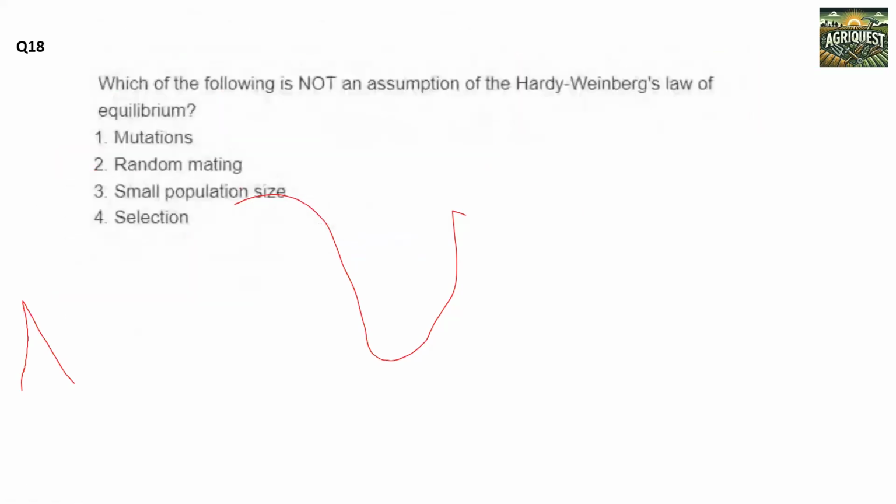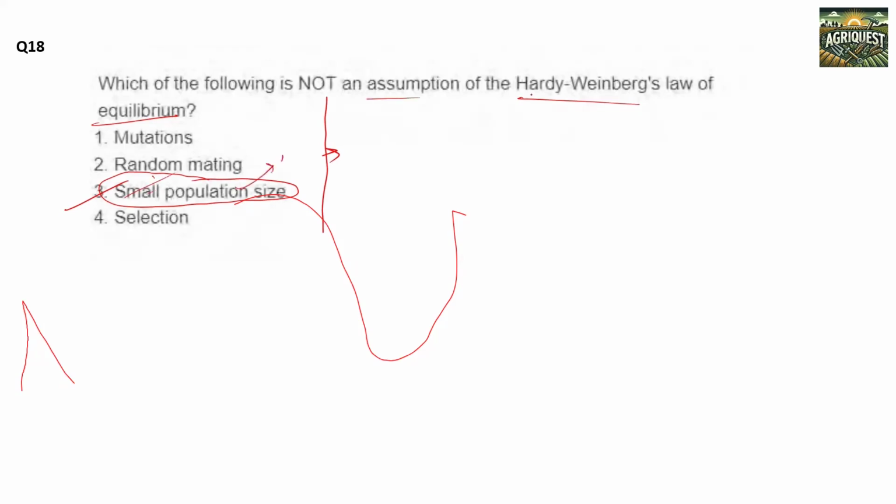Which of the following is not an assumption of the Hardy-Weinberg law in equilibrium? In the final answer sheet of 2025 plant science, the given answer is small population size is the correct answer. But you should remember what the assumptions are. It's a small population, because the assumption is large. It should be a large population.